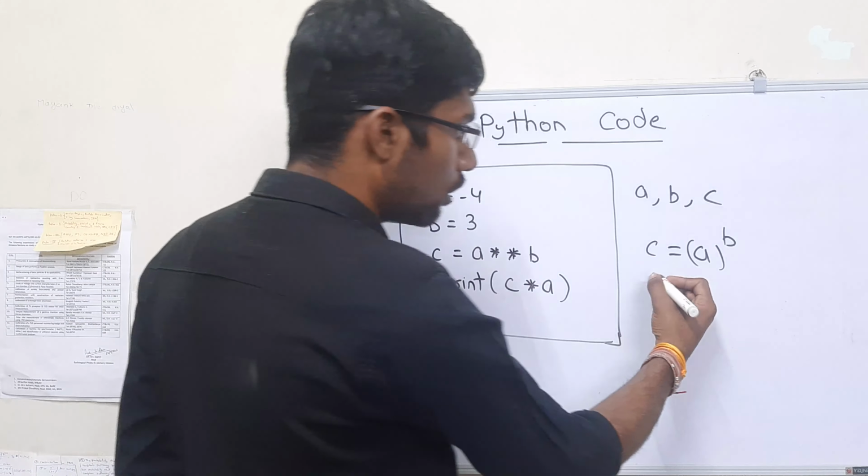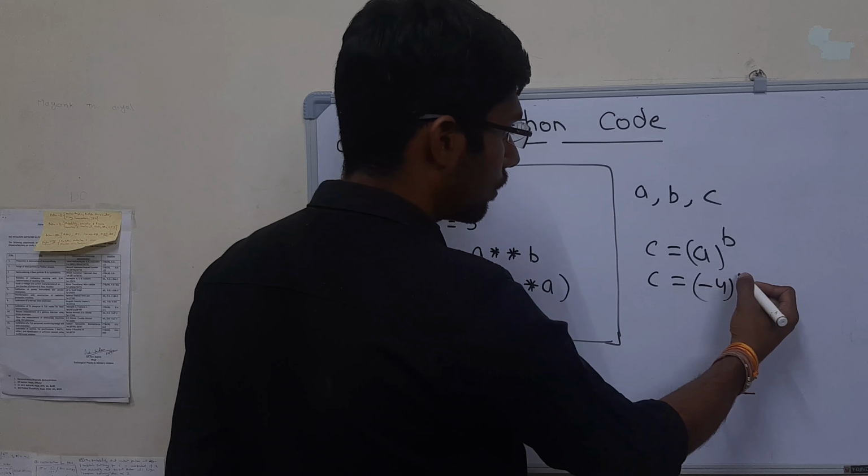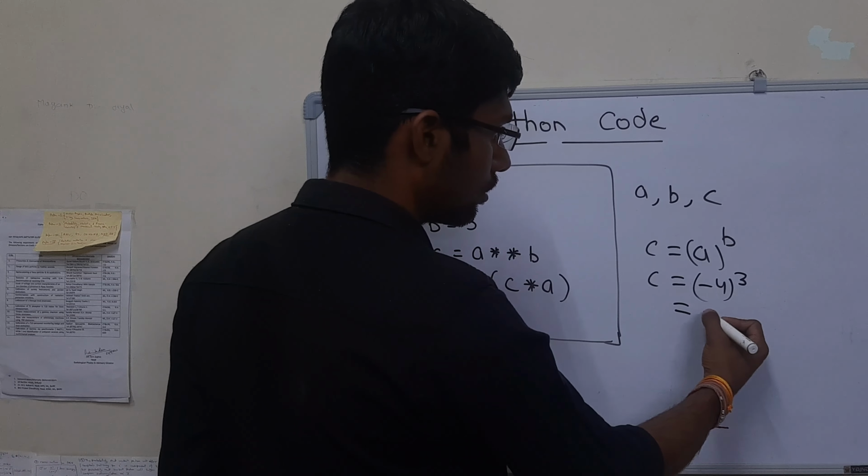So we can calculate the value of C. C equals -4 raised to the power 3. So this is -64.